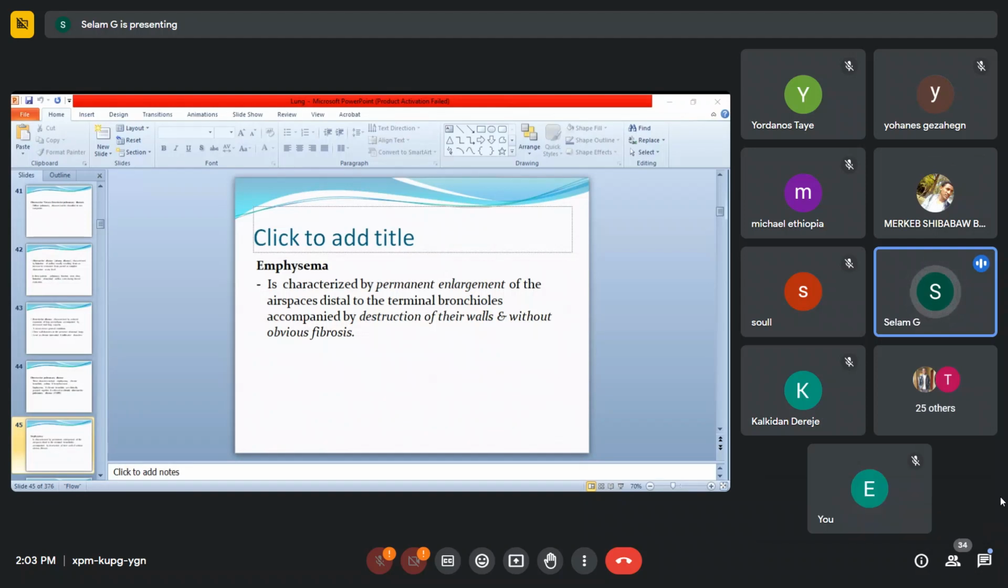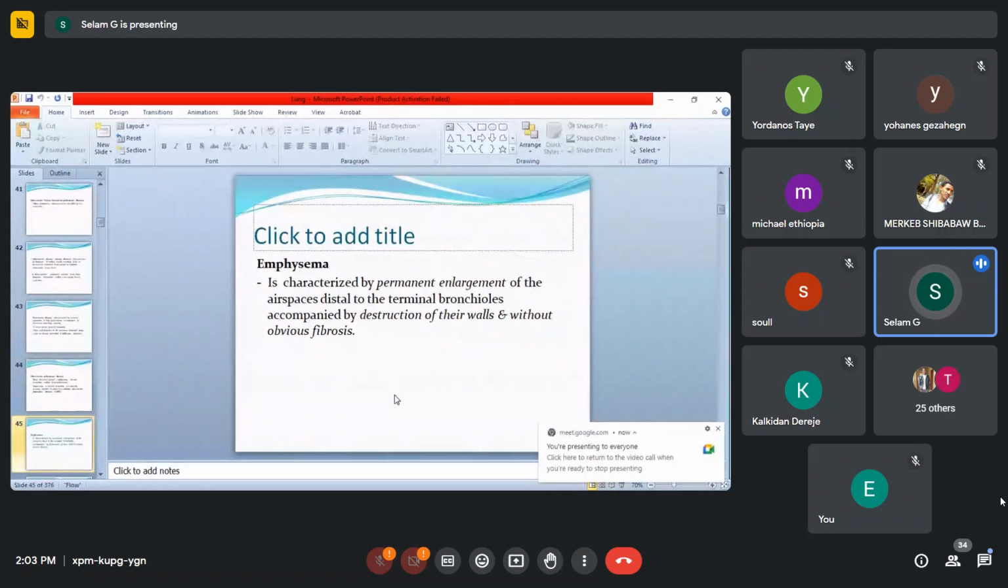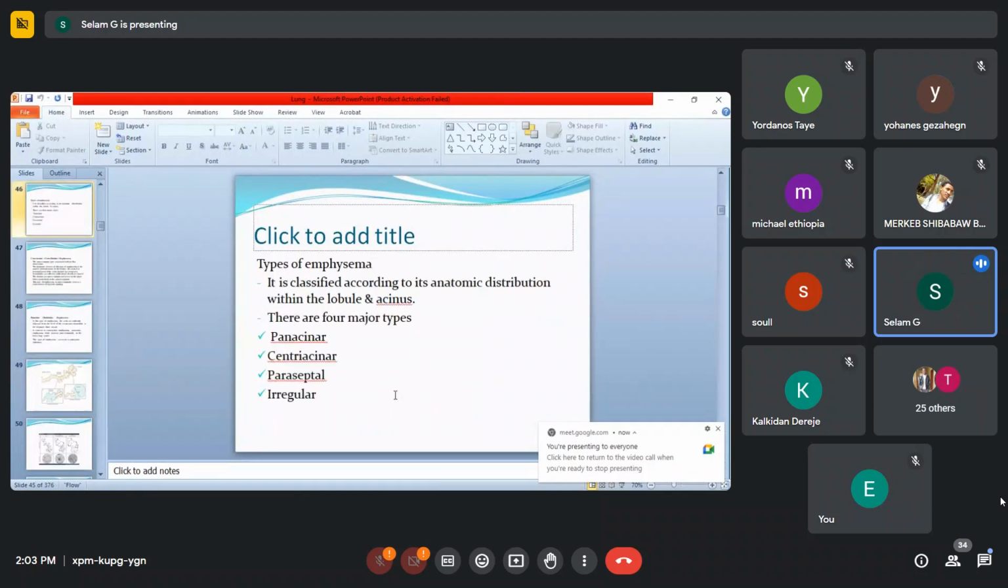Okay, let's continue. So emphysema is characterized by permanent enlargement of the airspace distal to the terminal bronchioles, accompanied by destruction of their wall and without obvious fibrosis. The types of emphysema are classified according to anatomic distribution within the lobule and acinus. So there are four major types: panacinar, pan means the whole; centriacinar, central to the acinus; paraseptal, and irregular.